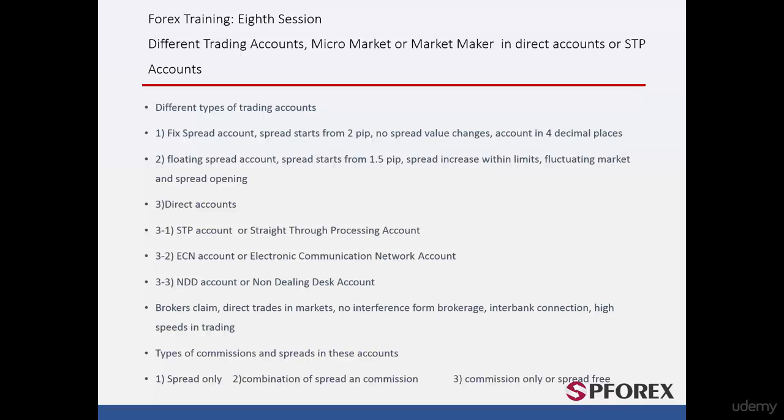The second type of trading account is a floating spread account. They start with a smaller amount than the fixed spread accounts. For instance, on euro against US dollar, it starts from 1.5 pips. However, when the market is experiencing extreme fluctuation, spread rises to a considerably higher amount. In this case, for euro against US dollar, it is 3 or 4 times more than its minimum value. This is known as spread widening.